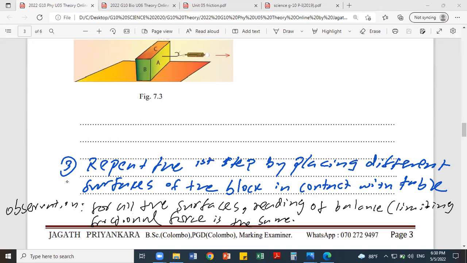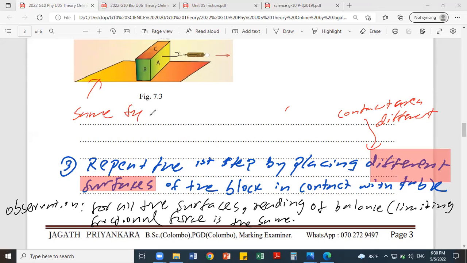All the surfaces means not with different nature, not with different roughness. Different surfaces, but same roughness. Different surfaces means different surface area. So this is very important to understand. Contact area is different, but roughness is the same. Same type of sandpaper we use.